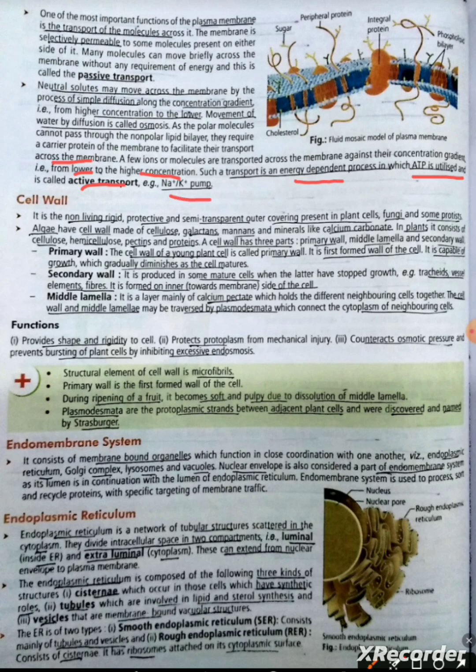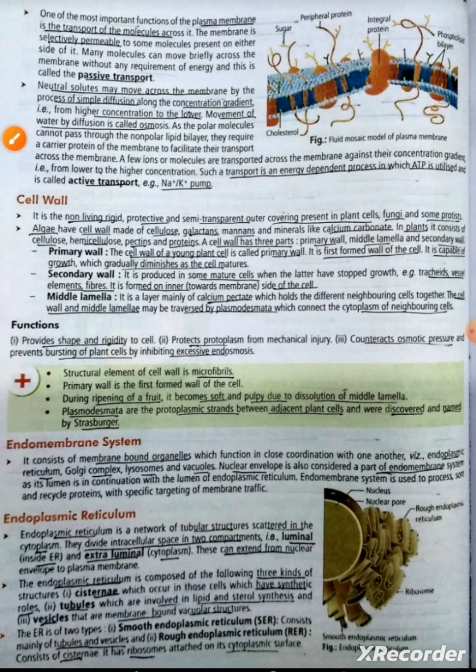Cell wall. It is the non-living, rigid, protective and semi-transparent outer covering present in plant cells, fungi and some protists. Algae have cell walls made of cellulose, galactans, mannans and minerals like calcium carbonate. In plants it consists of cellulose, hemicellulose, pectins and proteins. A cell wall has three parts: primary wall, middle lamella and secondary wall.